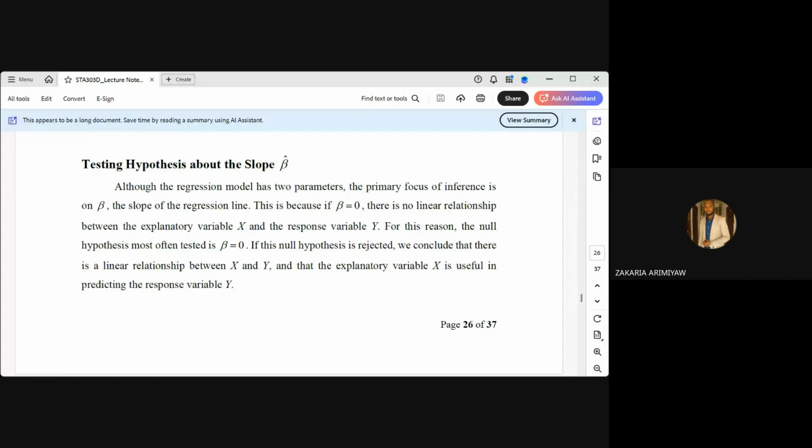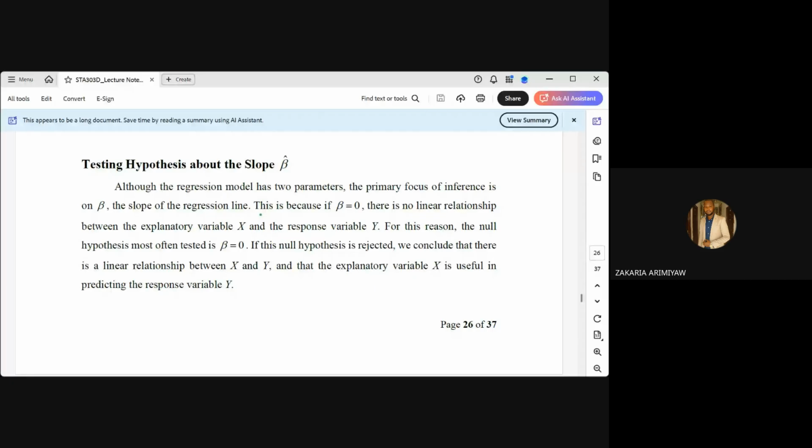So here the null hypothesis is going to be a statement about beta, and that is beta equal to 0. If this hypothesis is not rejected, there is no relationship between x and y. But if it is rejected, it means there is a significant relationship between x and y. So let's look at the procedure involved in conducting the test for significance.